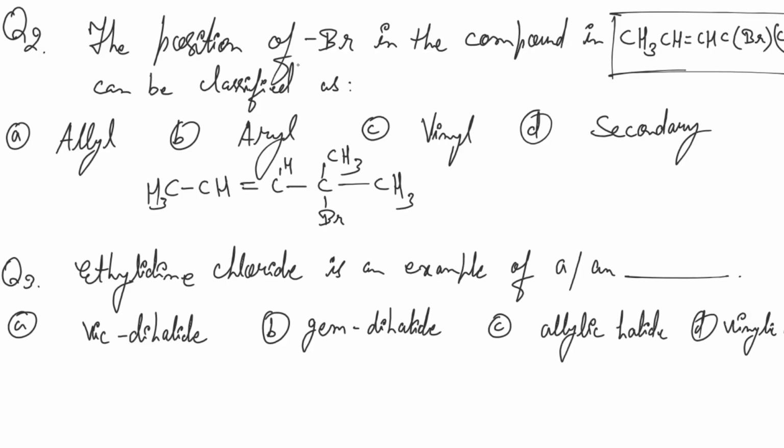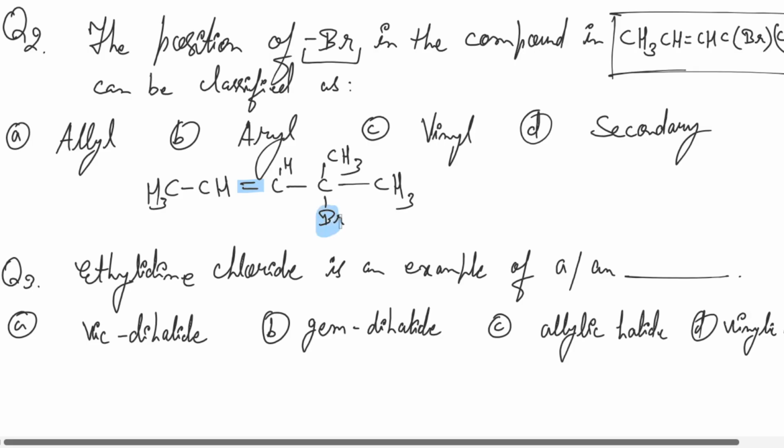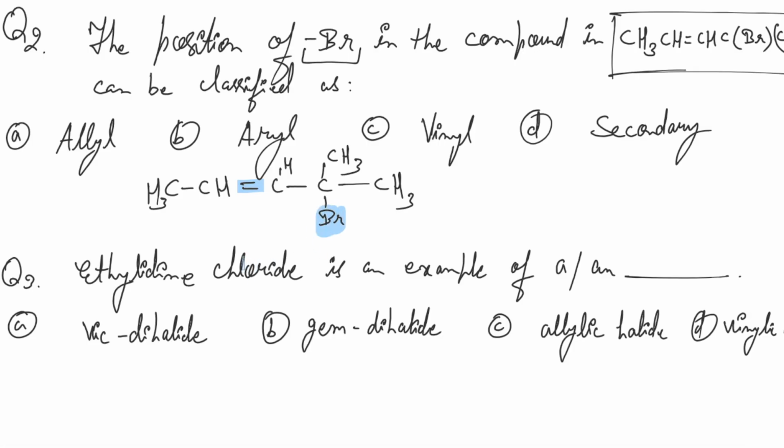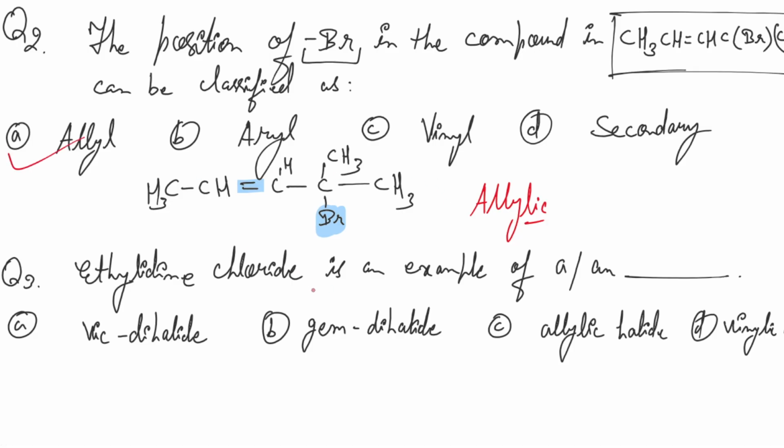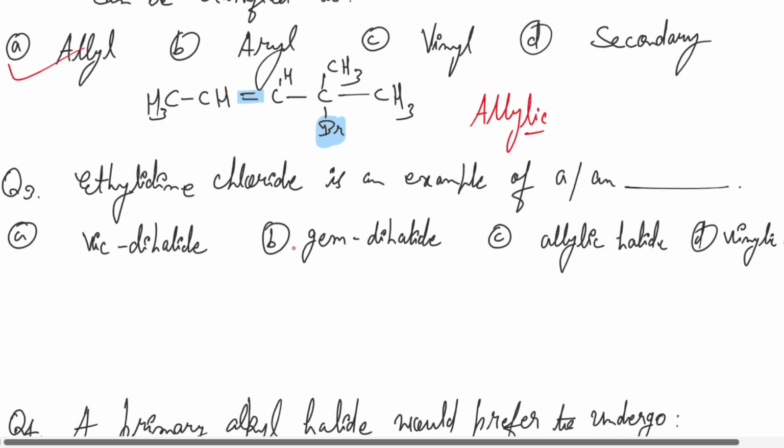So we need to talk about the position of the bromide. Okay, so where is the bromide present? The bromide is present next to the double bonded carbon atom. If you see that this is the double bond and this bromide is present next to the double bond carbon. So in this case, if any group is present next to the double bond carbon, then that is the allylic position, right? So this is allylic. So allyl is the perfect choice. Okay, this allyl is the perfect choice.